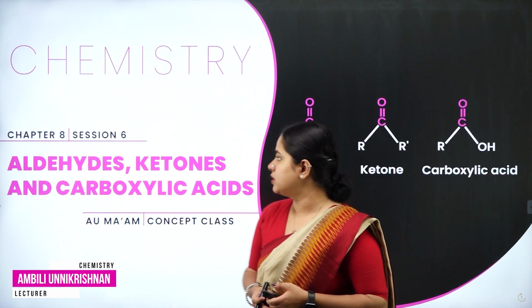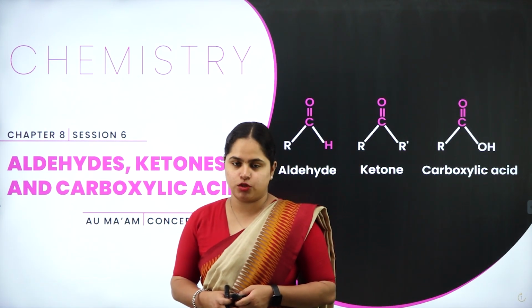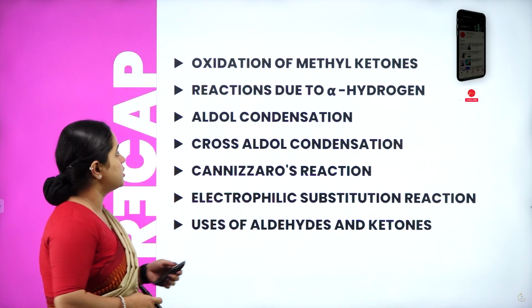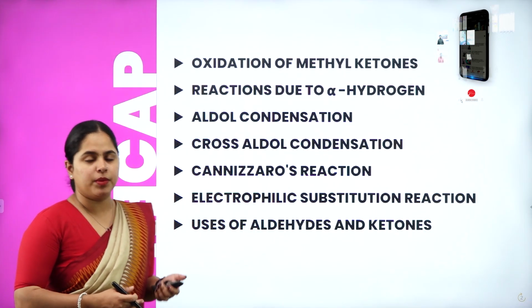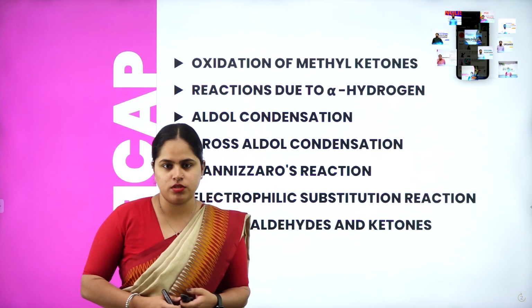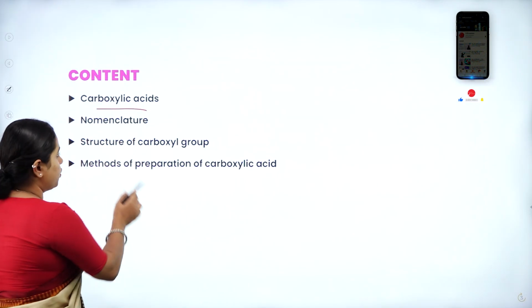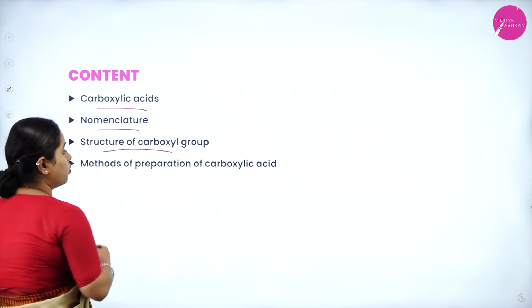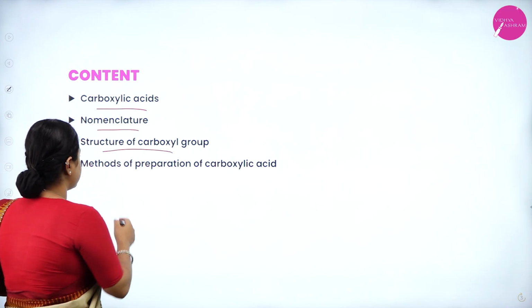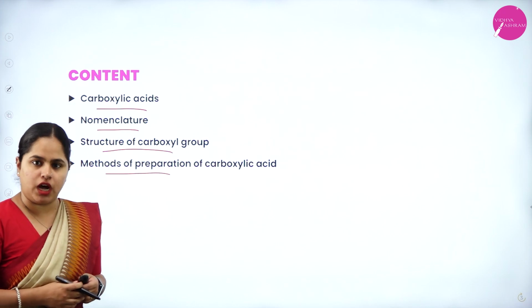Today I am back with session 6 of the chapter Aldehydes, Ketones and Carboxylic Acids. In the last session we discussed the various chemical reactions of aldehydes and ketones. In today's session we are going to start with carboxylic acids. We will see the nomenclature, the structure of the carboxyl group, and the various methods of preparation of carboxylic acid.